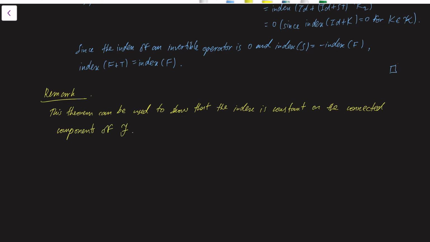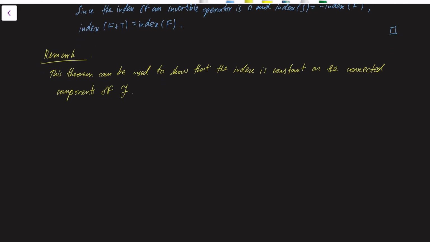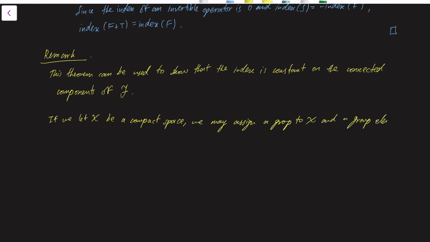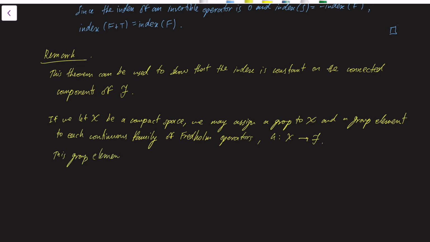We may dive further into the topology of these Fredholm operators by observing the following fact. If we let X be a compact space, we may assign a group to X and a group element to each continuous family of Fredholm operators. We denote this family by G, parametrized by the space X, mapping to the space of Fredholm operators. This group element is invariant under deformations.